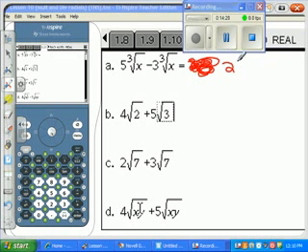2 cube roots of x. 2 cube roots of x is your answer. Very good.